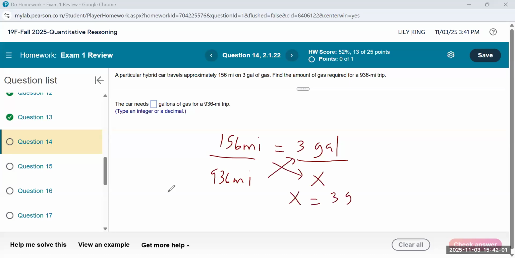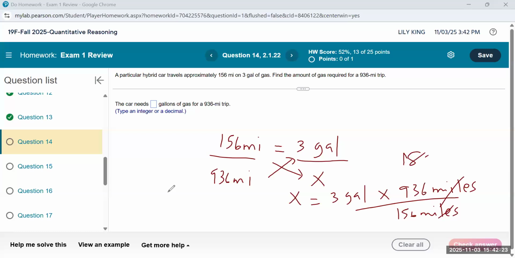So 3 gallons times the 936 miles divided by 156 miles. So miles will cancel out. And that is 18. Okay. So your unit is going to be in gallons.